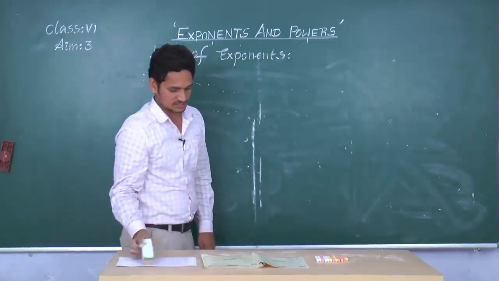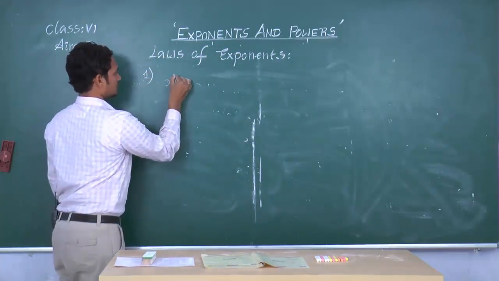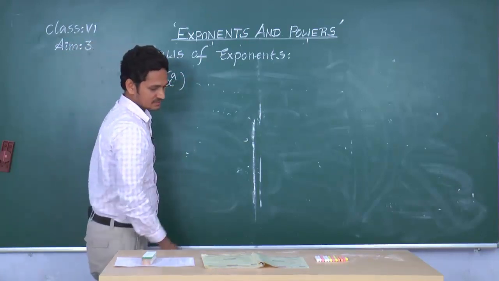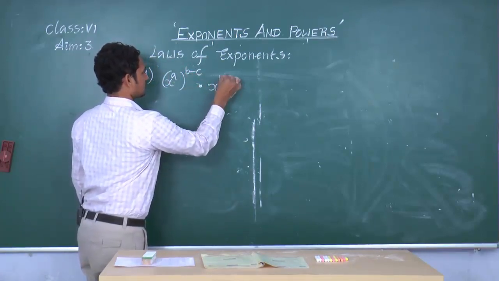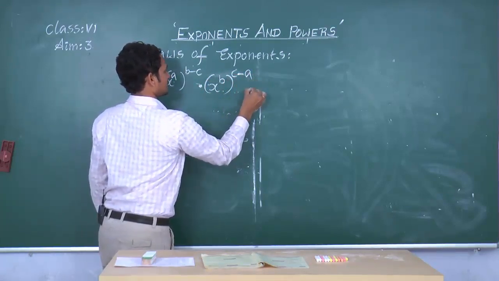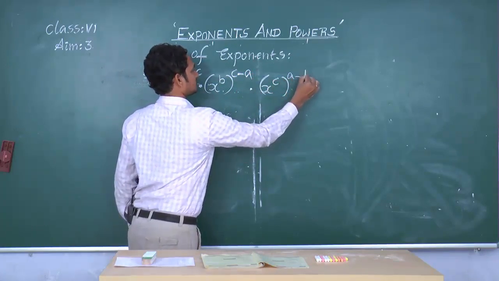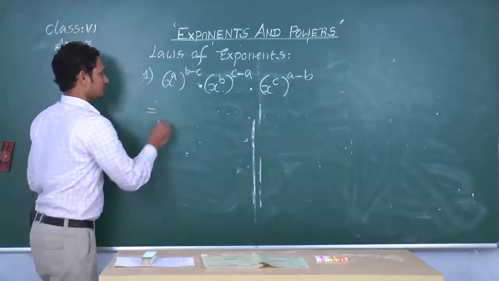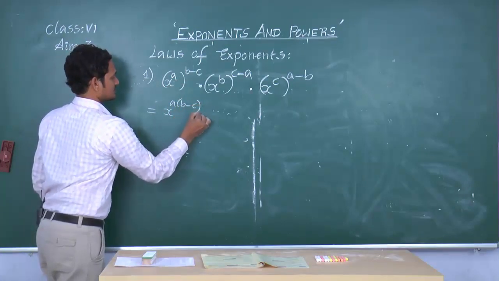Here the first question is (x power a) whole power (b minus c) into (x power b) whole power (c minus a) into (x power c) whole power (a minus b). Here by using the second law we can write it as x power a into (b minus c).